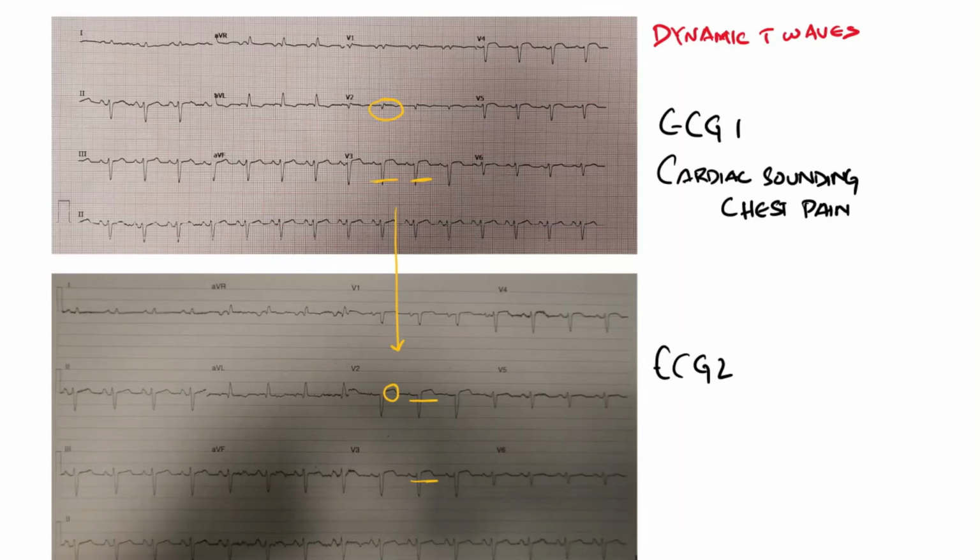You can also see dynamic changes in the limb leads, mainly lead 3. These are basically a precursor to ST elevation. These are known as dynamic T waves.